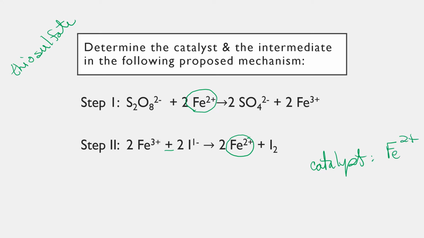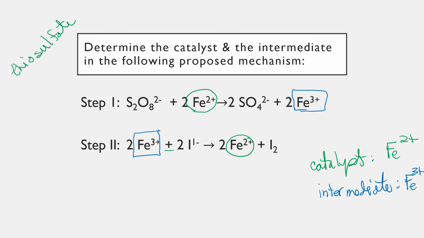And then, remember, an intermediate is produced. So looking at iron 3, it's produced in my first step of the reaction and consumed in my second step. So my intermediate, and yours too, is iron 3 ion.